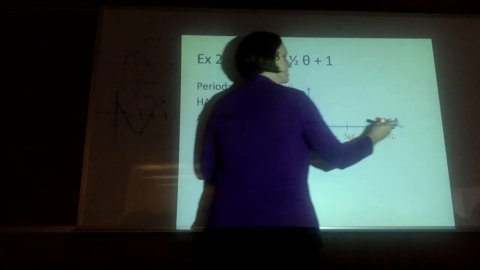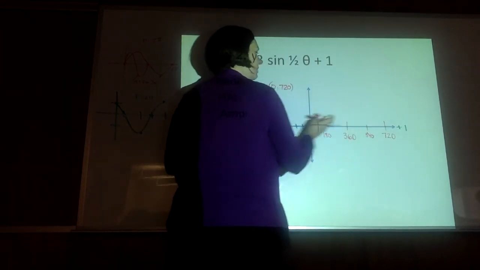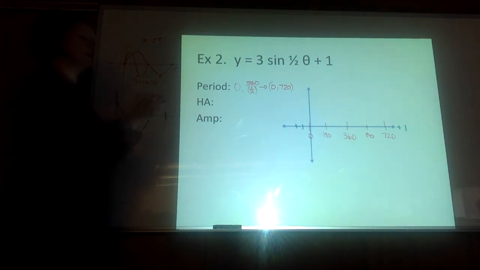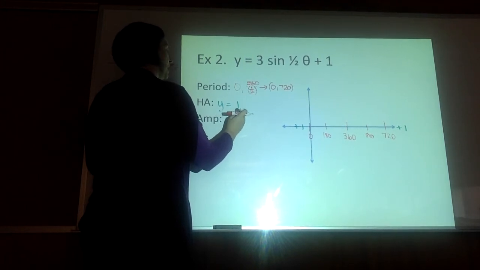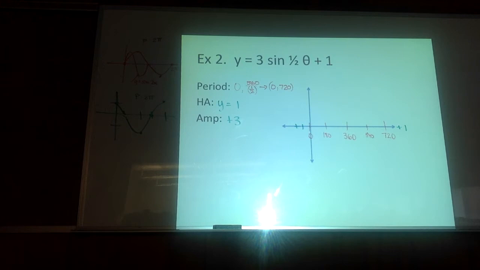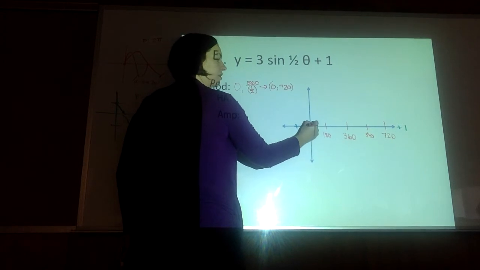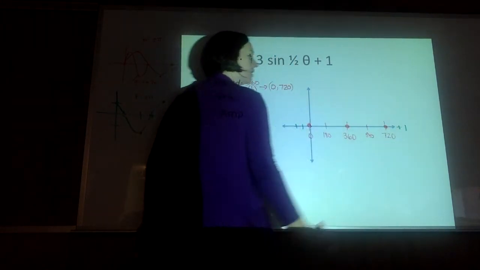So I can label this as positive 1. This is positive 1, this center line that I have. What's my amplitude? This is y equals 1. My amplitude is positive 3. So that means it's going to look like the typical sine wave up and down. However, I'm now going to change the amplitude of that. How many key points fall on the center axis? 3. 1, 2, 3.